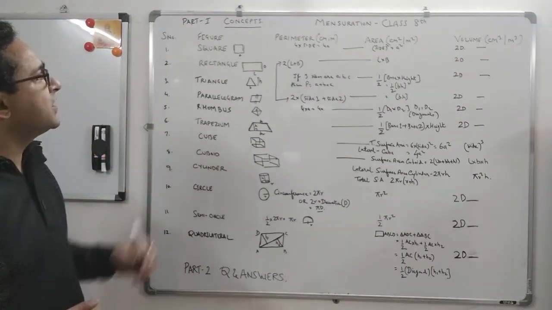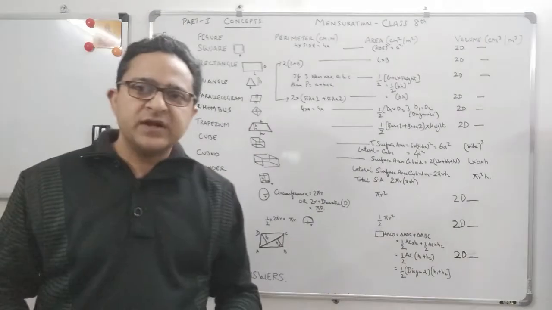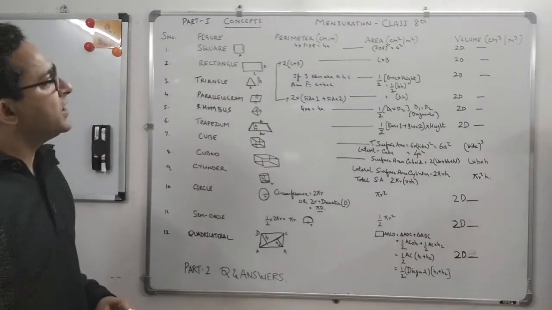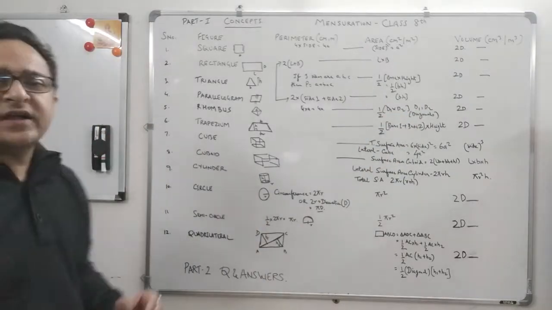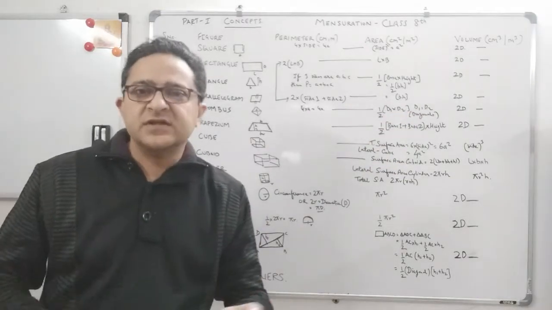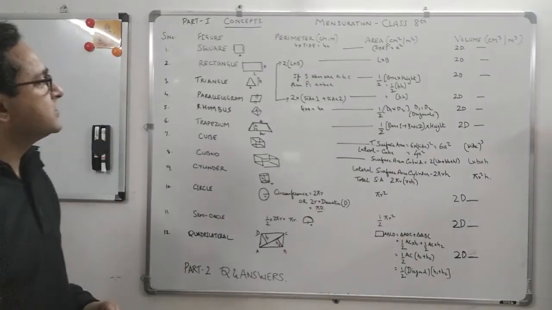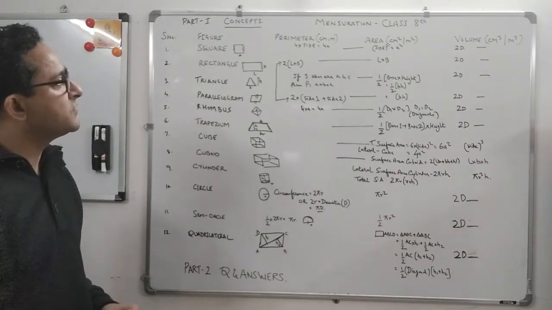So now let's go to rectangle. Perimeter of a rectangle is twice length plus breadth, and for area it is length into breadth. Again a 2D figure, so basically there is no height in this. It's on one plane surface, length and breadth. So for rectangle and square, length into breadth is the area.